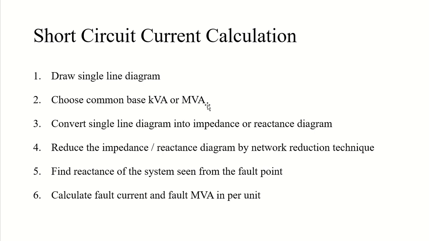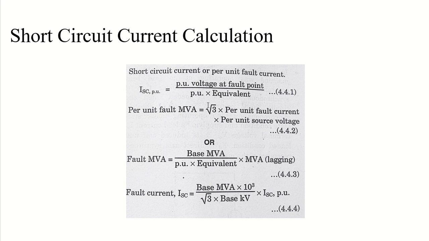And how do we do these calculations? So come here and see, these are the formulas. We don't follow formulas 4.4.1 and 4.4.2 very often, but we follow this formula. First we calculate the fault MVA. The formula is given here, you can see. We take base MVA divided by per unit equivalent reactance into the MVA which is lagging, and once we find the fault MVA, we can find the fault current ISC by taking the division of base MVA divided by base kV. We multiply the base kV with root 3.